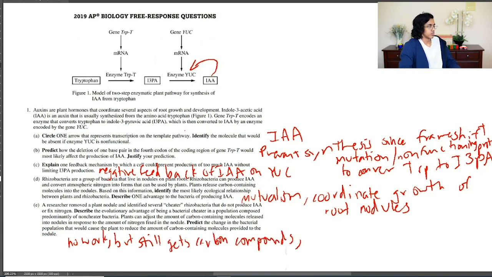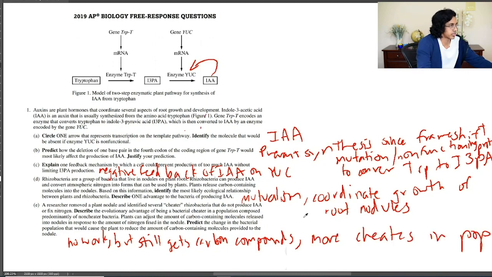And then the change in the population would mean that more of these bacteria become cheaters, in which case it would reduce the amount of carbon-containing molecules, right? Because if more of them are cheaters, there's going to be less nitrogen fixed. And then the plant will produce less carbon-containing molecules because there's less nitrogen fixed.